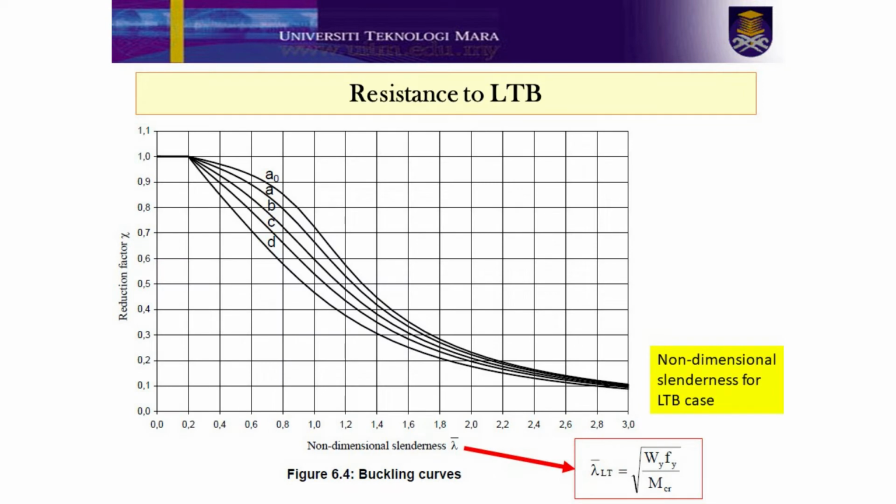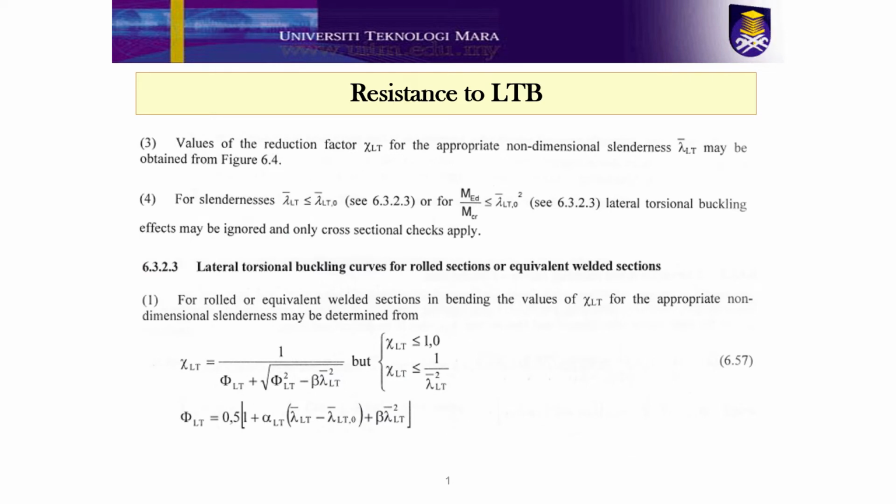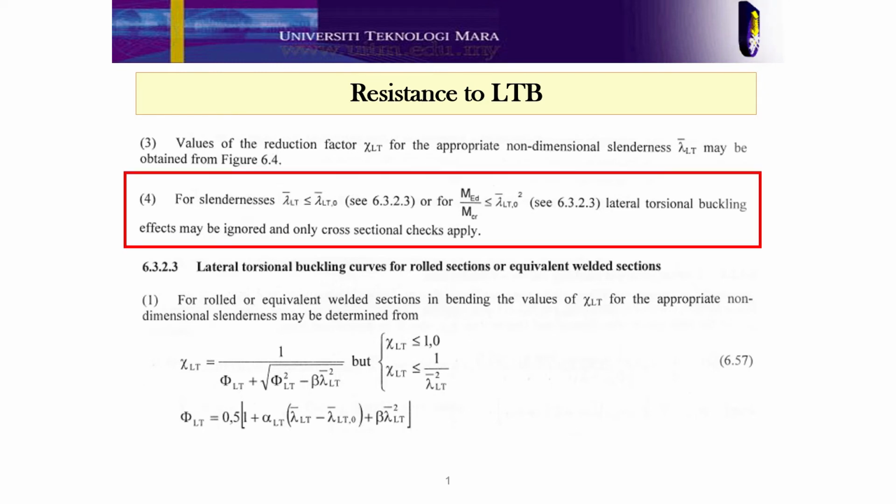In the case of calculating the reduction factor for lateral torsional buckling, the non-dimensional slenderness is calculated based on the equation given in clause 6.3.2.2.1, which is defined as shown here. It is worthwhile to highlight that whichever case is stated in 4, shown in the red box, the effects of lateral torsional buckling may be ignored and only cross-section checks apply.